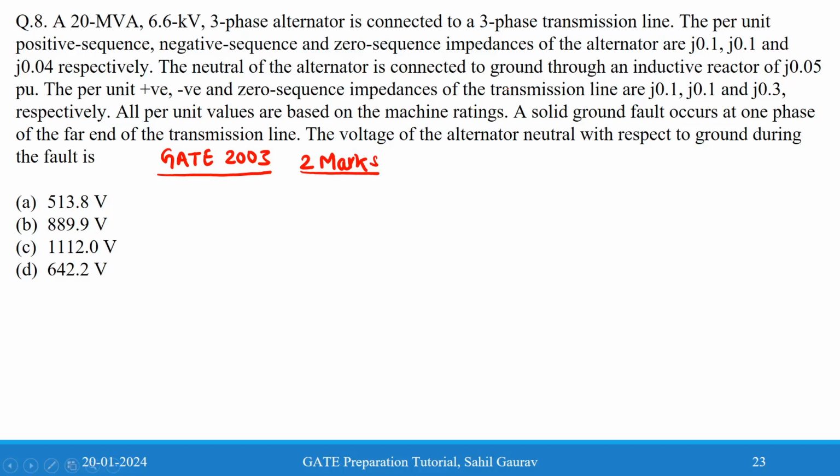So here they have given one alternator that is connected to a three-phase transmission line, and the per unit positive sequence, negative sequence, and zero sequence reactances of the alternator are given. We can write like this: x1g is 0.1 per unit, x2g is 0.1 per unit, and x0g is, sorry, 0.04 per unit.